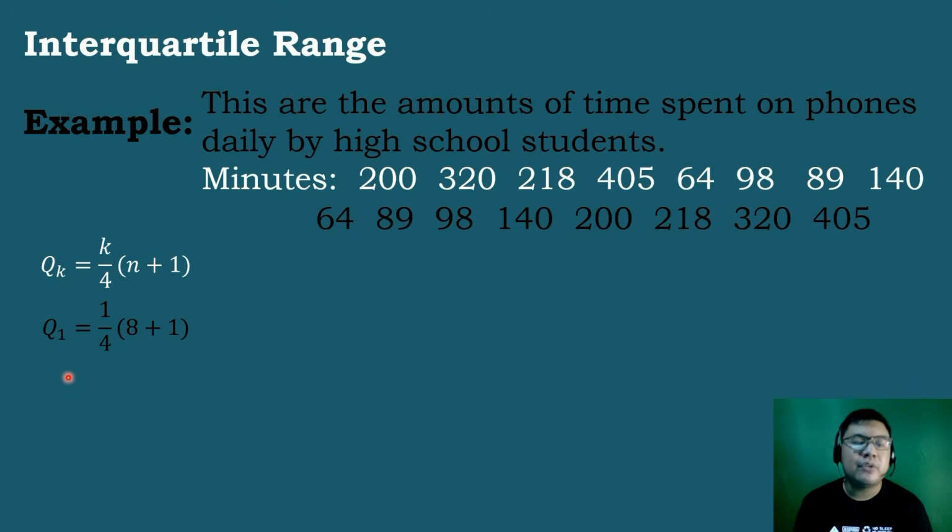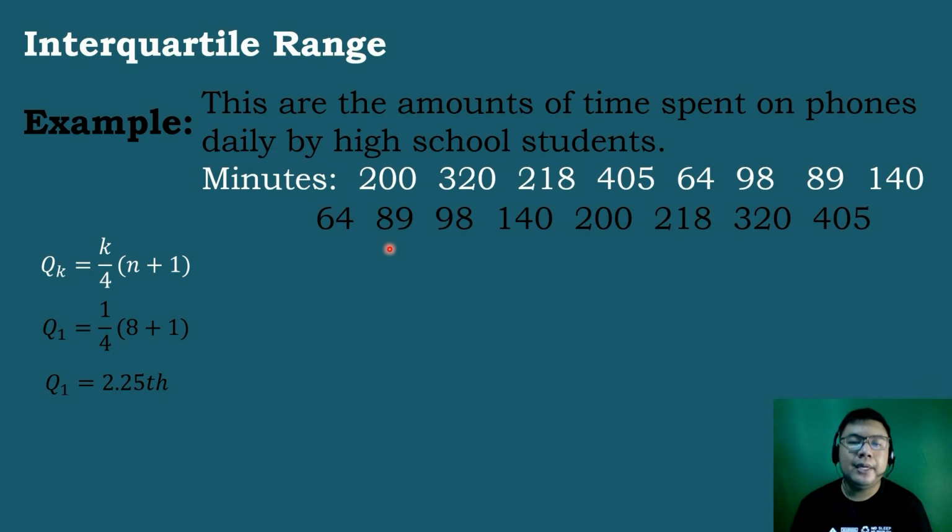Substituting the corresponding values, we have Q1 is equal to 1/4 times the quantity 8 plus 1. 8 plus 1 is equal to 9, and 9 times 1 is 9, divided by 4 is equal to 2.25. So the position of quartile 1 is at the 2.25th position. After that, we will be using the linear interpolation method. Quartile 1 is somewhere in between the second and the third number.